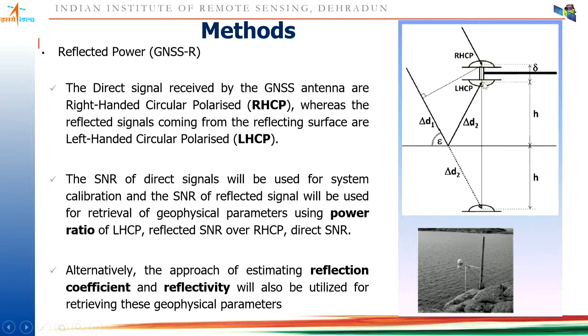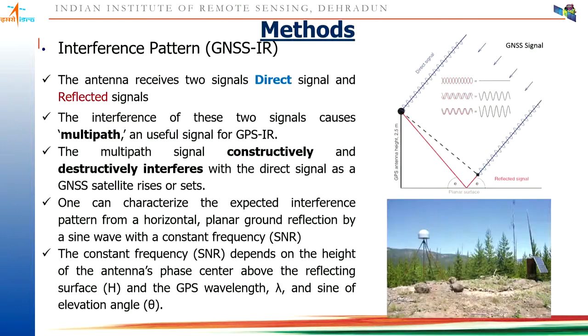So here we will have two receivers. The SNR of the direct signal will be used for system calibration, and the SNR of the reflected signal will be used for retrieval of geophysical parameters using the power ratio of LHCP reflected SNR over RHCP direct SNR. Alternatively, the approach of estimating reflection coefficient and reflectivity can also be utilized for retrieving these geophysical parameters.